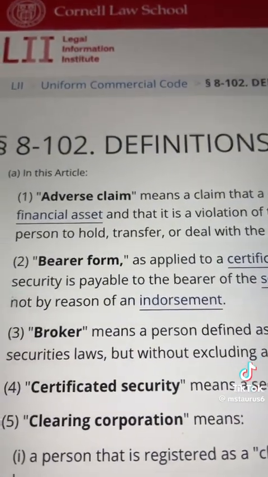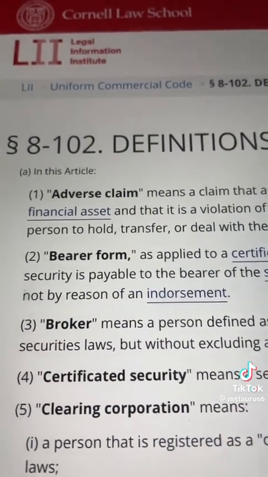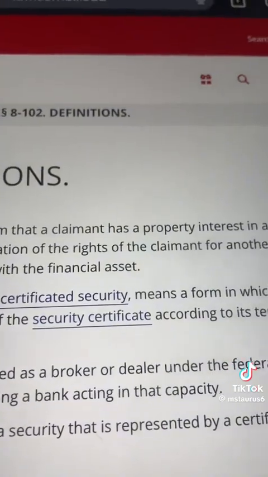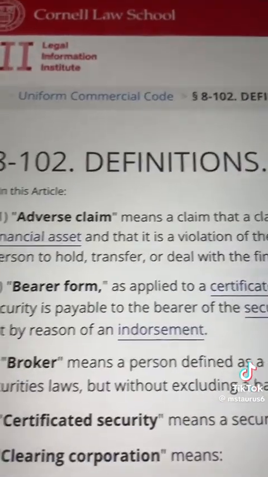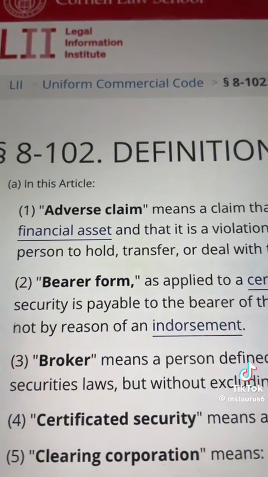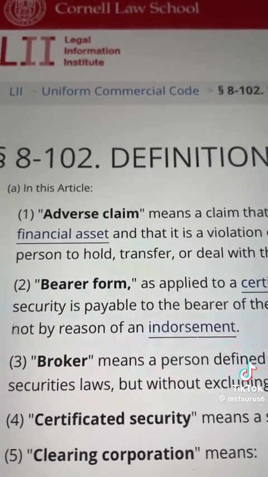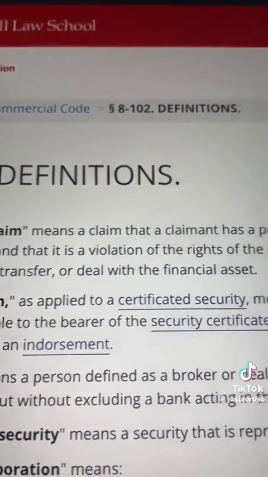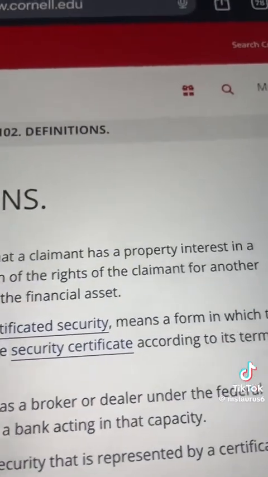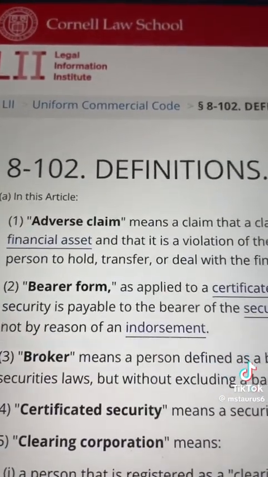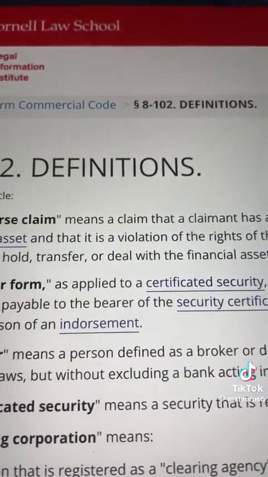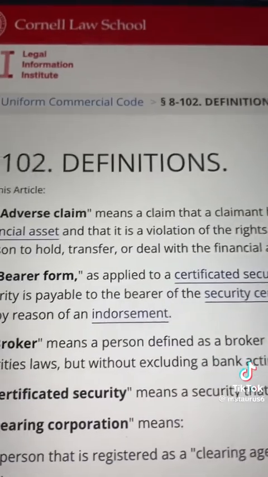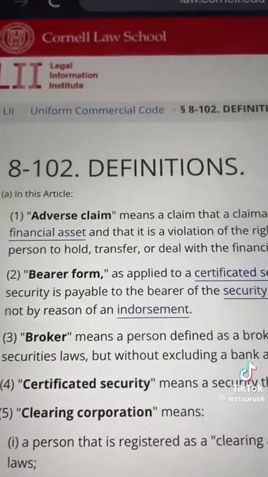All right, so let's look at this definition, which is adverse claim. This is UCC 8-102. I'm reading from Cornell Law. Adverse claim means a claim that a claimant has a property interest in a financial asset. Remember, we went over financial asset in the previous video. And that it is a violation of the rights of the claimant for another person to hold, transfer, or deal with the financial asset.